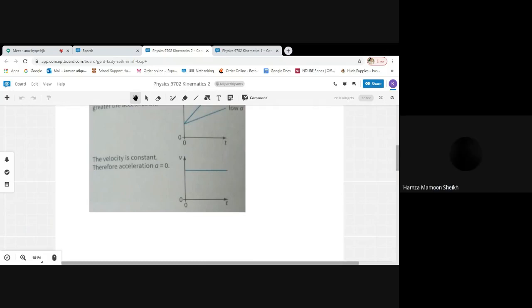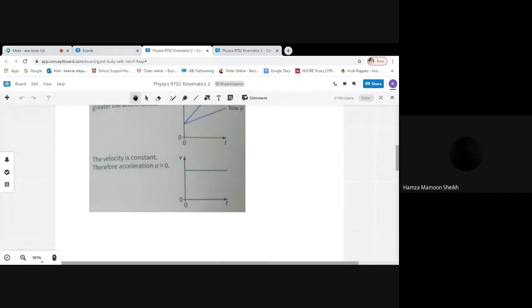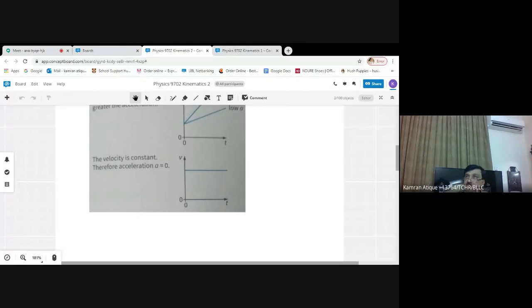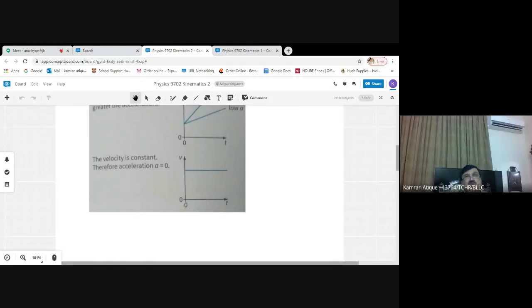Yes, sir. What is the definition of acceleration, Hamza? So the change in velocity per unit time. The change in velocity per unit time. Can you differentiate between acceleration and deceleration or retardation?